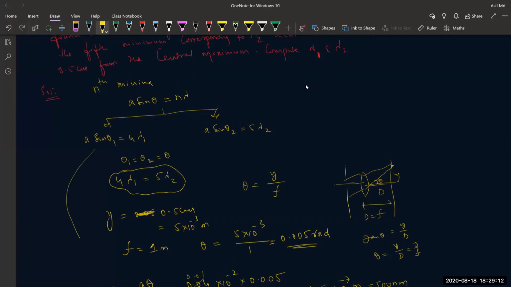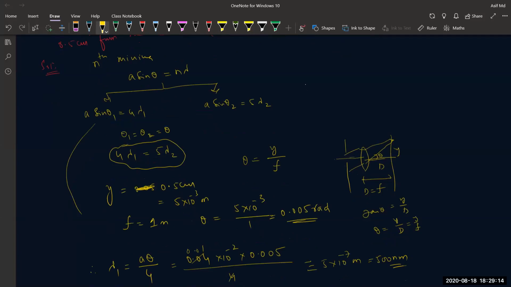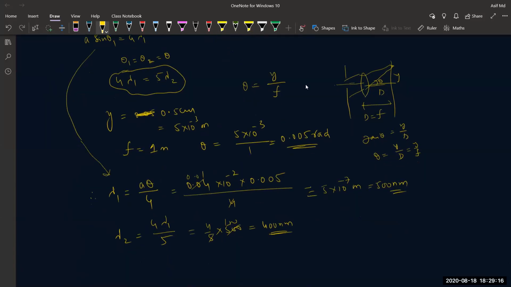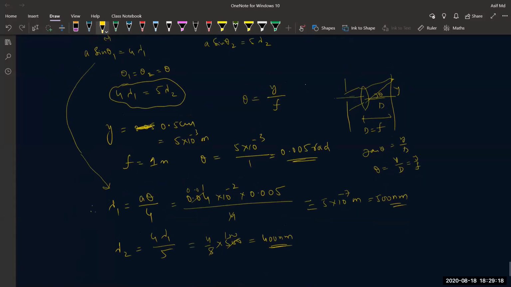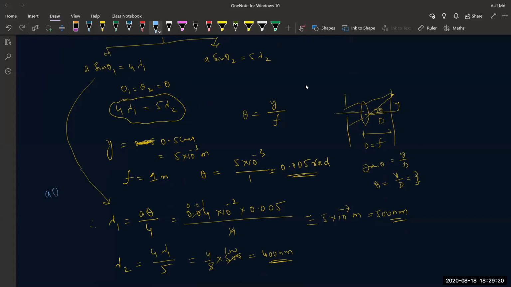Theta is very small, so what I write is a into theta 1 is equal to 4 times lambda 1. So lambda 1 is equal to a into theta by 4. Theta 1 and theta 2 are the same, so that becomes theta. The theta value is found, a value is given, and 4 is also there. Let's simplify it and we'll get that. Once you know that, use this relation and we'll get the value of lambda 2.